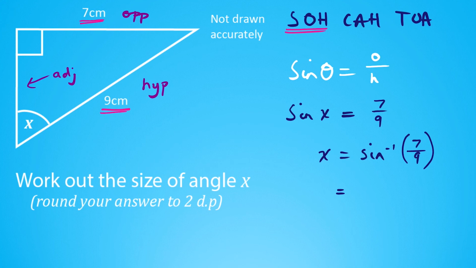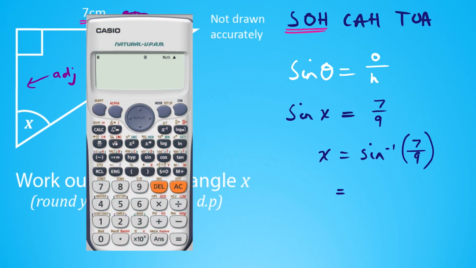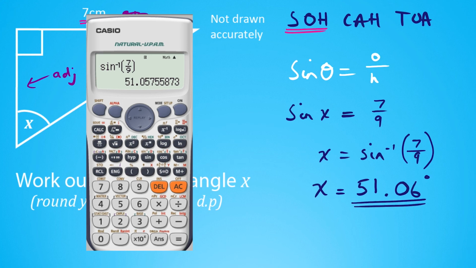If you're using a Casio calculator or lots of other calculators now, actually, you can write fractions in. It makes our lives a lot easier. But don't forget shift and then sine, or maybe second function and sine, depending on your calculator, of 7 over 9. Close our brackets, and that gives us 51.05755, and so on. The question asks us to round to 2 decimal places. So x is 51.06 degrees. That's our answer.